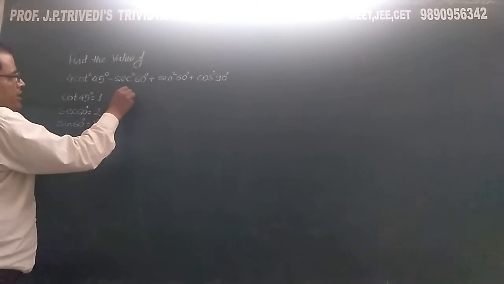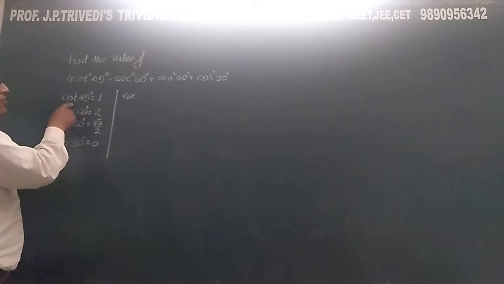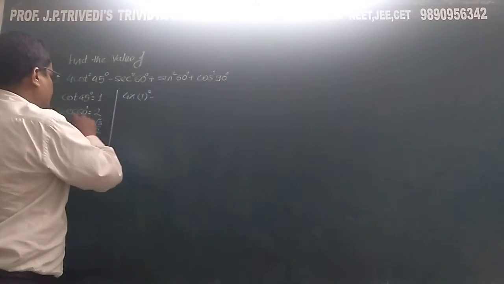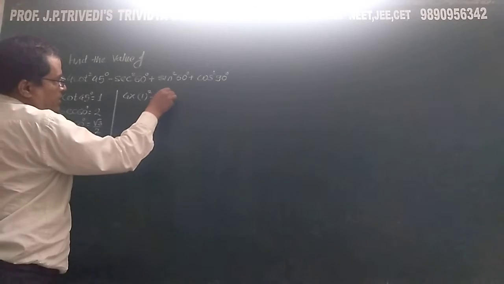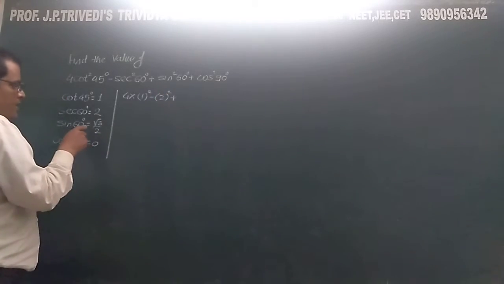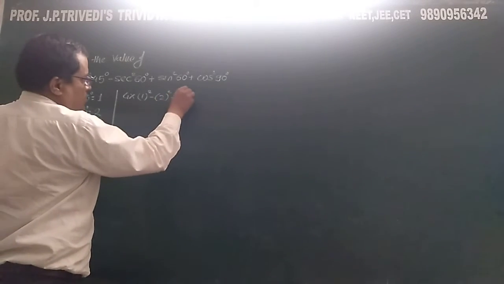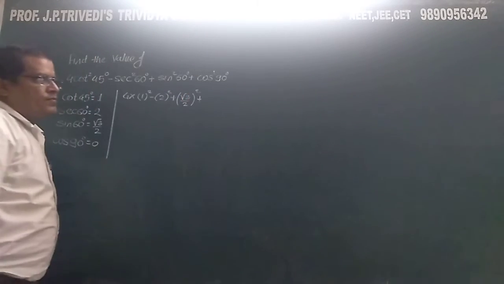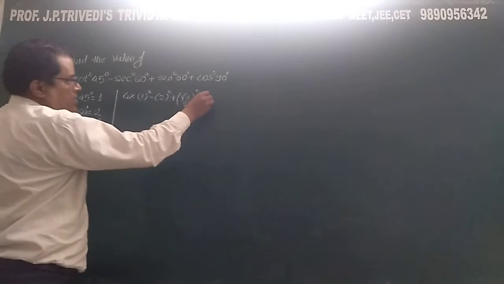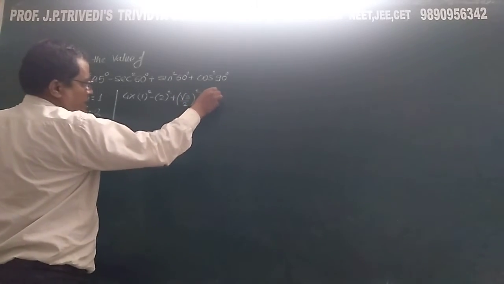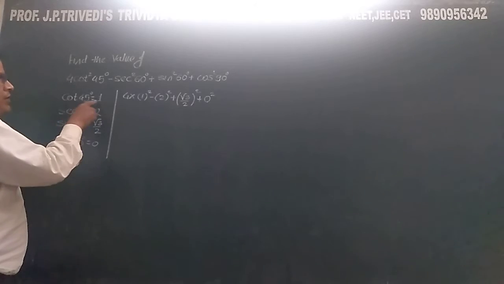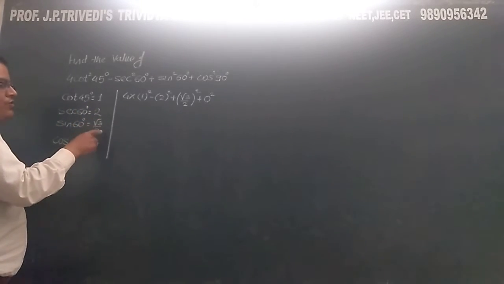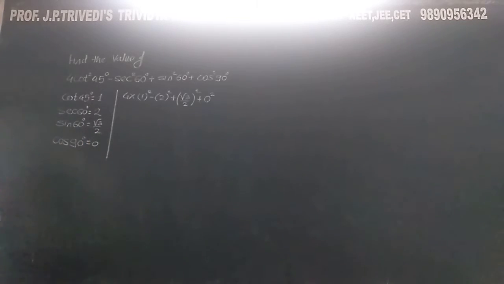So what we get is 4 as it is, into cot 45, that is 1 square, minus sec 60, that is 2 square, plus sin 60, that is root 3 by 2 in brackets square, plus cos 90, that is 0 square. Listen again: cot 45 is equal to 1, sec 60 is equal to 2, sin 60 is equal to root 3 upon 2, cos 90 is equal to 0.